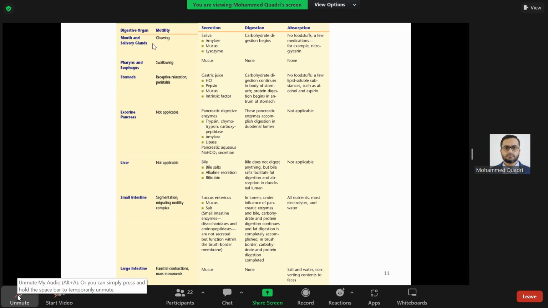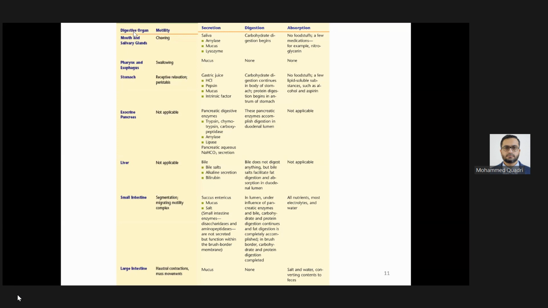Okay. Now you see that in the first column all the digestive organs are listed, which we have taken in the lectures: mouth, salivary gland, esophagus, stomach, pancreas, liver, small intestine and the large one. The second column is motility, then secretion, digestion, and absorption. These are the 4 main functions of GIT, and all our lectures are based on them. We have to start at each level, from the mouth, selecting each organ, and discuss all 4 things.